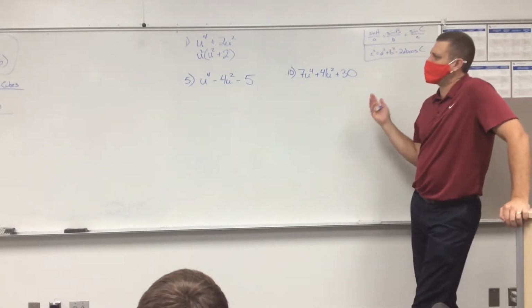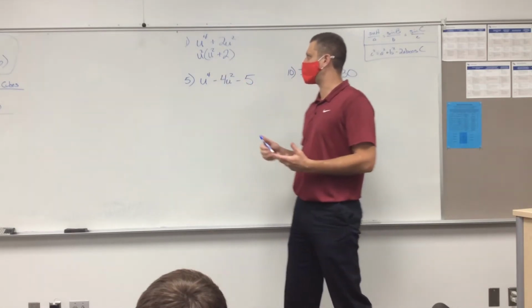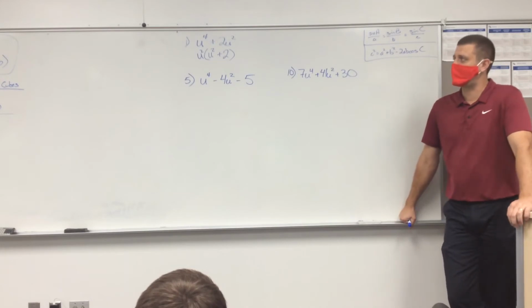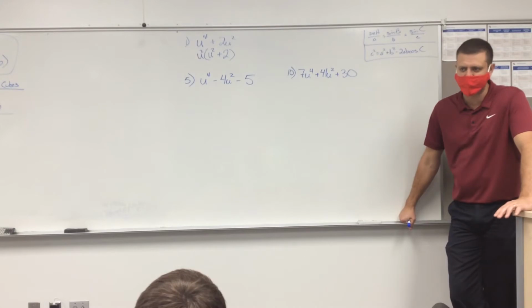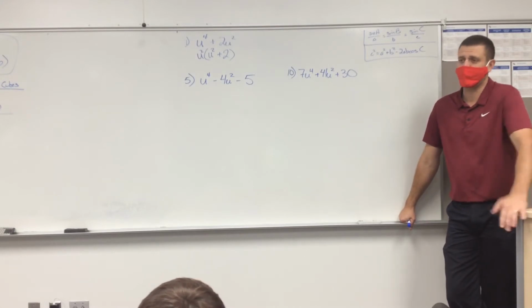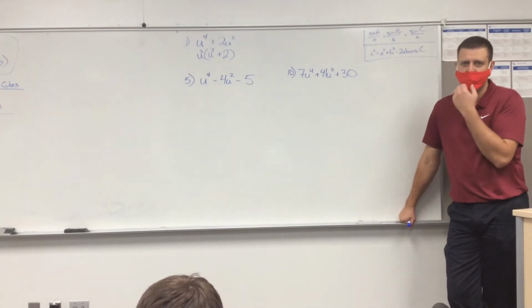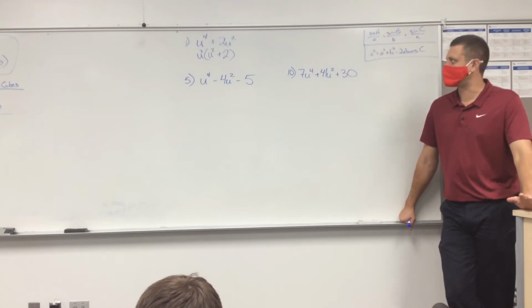Can I do anything more with the remaining factor that's in the parentheses? I cannot. If it was u squared minus 4, or u squared minus 1, or u squared minus 9, then I could do the difference of 2 squares and keep going with it. I can't do anything more than that. That one's done. Sometimes it's that simple. Sometimes all you have to do is pull out the greatest common factor. Okay? Nothing crazy there.